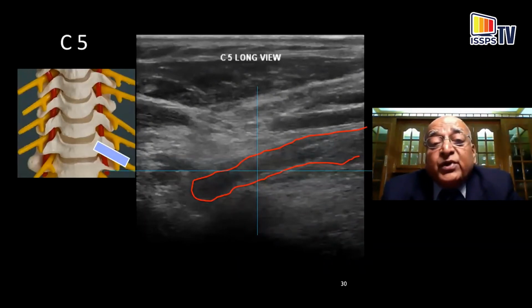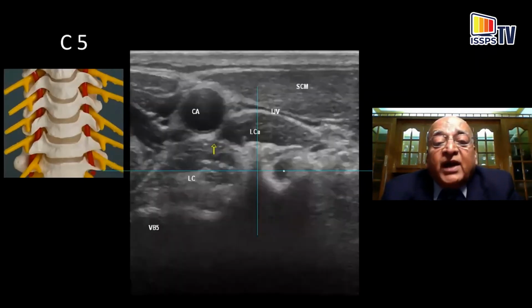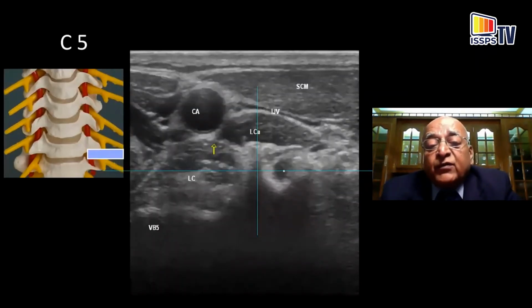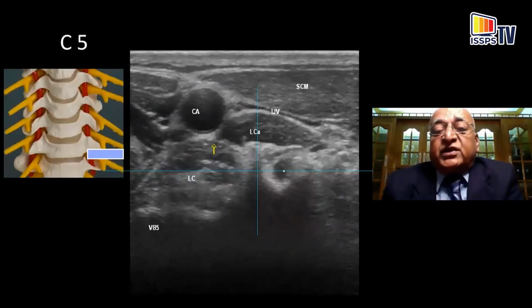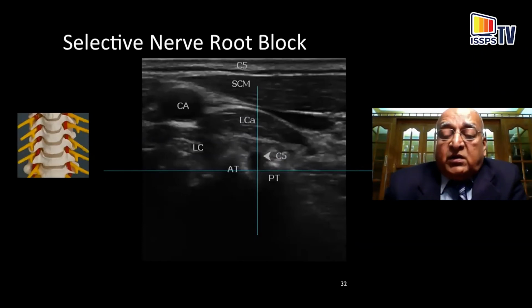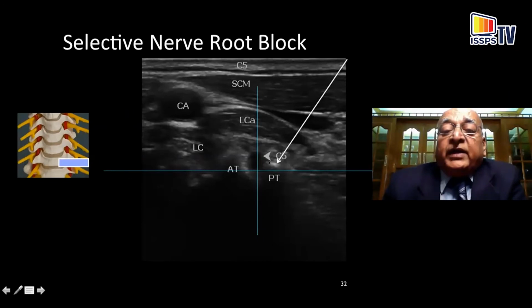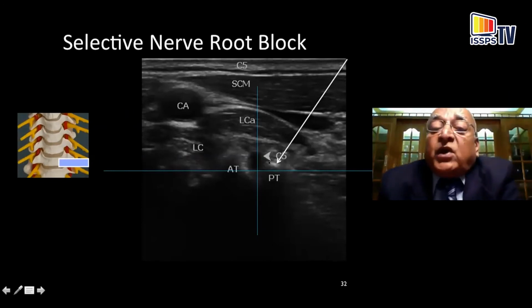You can also identify the suprascapular nerve as it exits from the C5 nerve root. The other thing to look for in a C5 nerve root is when you're doing a selective nerve root injection, you want to target the posterior tubercle of the C5 nerve root. And that would be your location. And before you do that, you definitely want to check with color Doppler to make sure that there are no arteries in your trajectory.